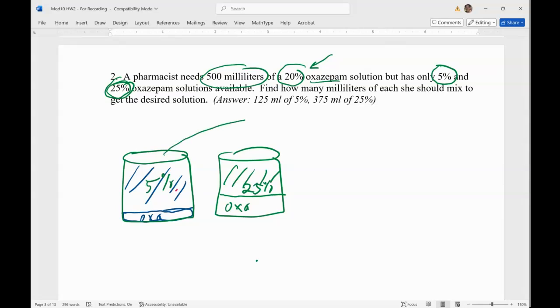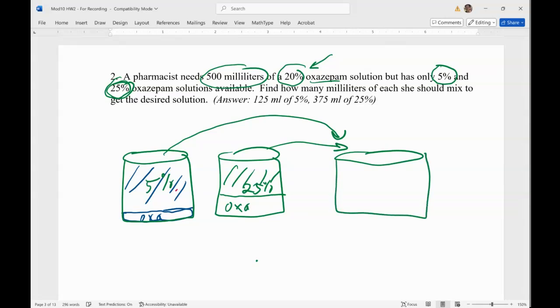You're supposed to take some of this and some of that and pour it together into a new place. And when you pour them together, it's going to be more than 5%, but it's going to be less than 25% because you're mixing these and you're trying to get it to be exactly 20%. And not only that, but you want to have a total of 500 milliliters. So how do we solve this problem?